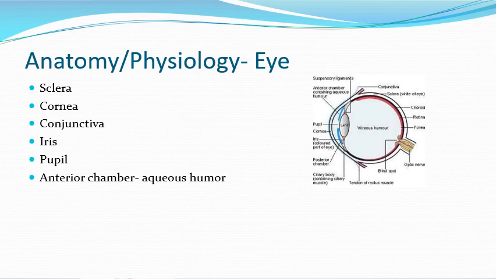Then you have your anterior chamber. The anterior chamber is formed by the space between the cornea and the iris and is filled with what's called the aqueous humor. So you can see that on the picture here.